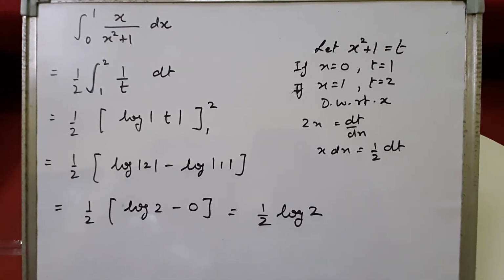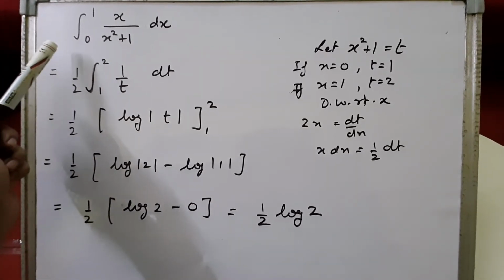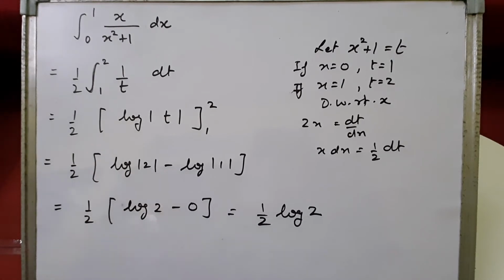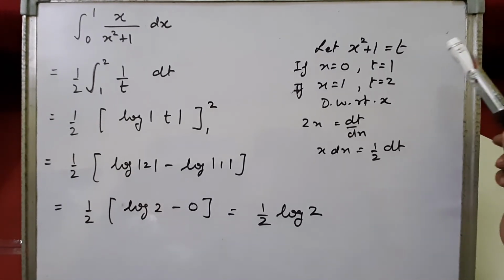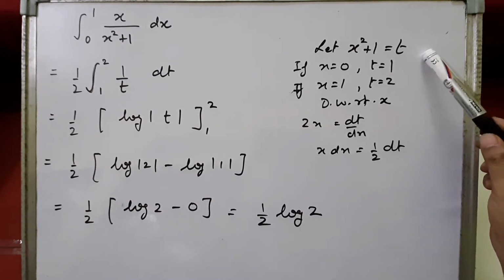Let's see another sum children. Now here we have to integrate x upon x square plus 1 dx, lower limit 0, upper limit 1. So what we are going to do, we are going to use substitution to solve this sum. Let x square plus 1 equals t, and we'll learn how to change the limit.